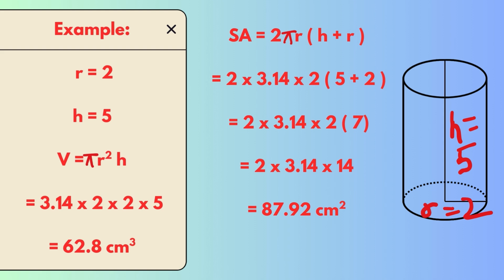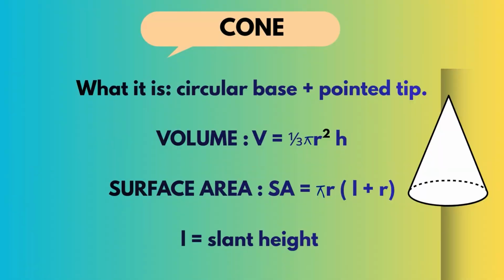Cone, how does it look? A circular base with a point tip. So the volume of a cone is 1 by 3 pi r square h. Surface area for a cone is pi r (L plus r). L is the slant height here, the tilted one, you see the slant height.